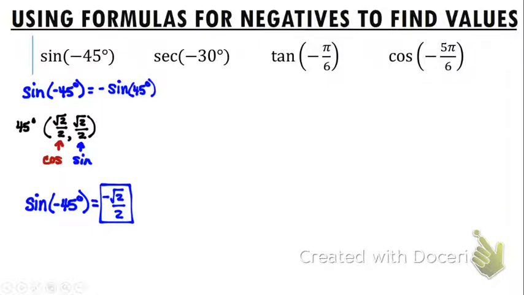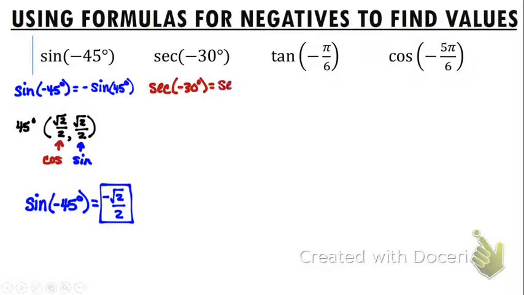Is secant even or odd? Even. So secant of negative 30 degrees is exactly the same as what? Close. Secant of just 30 degrees. Yep. It's an even function. We have y-axis symmetry, so if I put the negative in, it's the same thing as if I put the positive in. So I want to think about my ordered pair for 30 degrees.